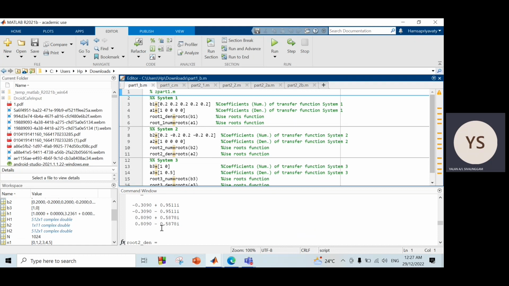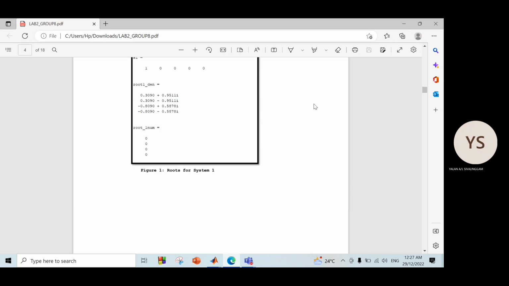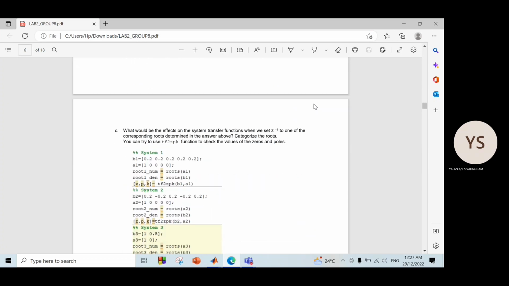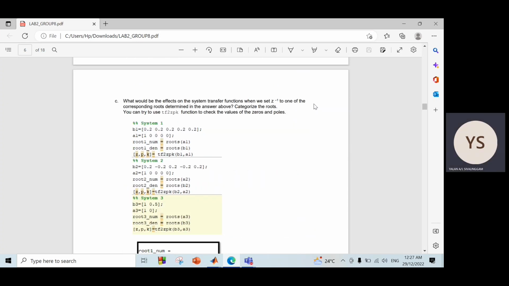root 1 denominator and numerator, and then the denominator value is negative 0.5, and the numerator for R3 is 0, and for the C we should get the value of Z, P, and K.